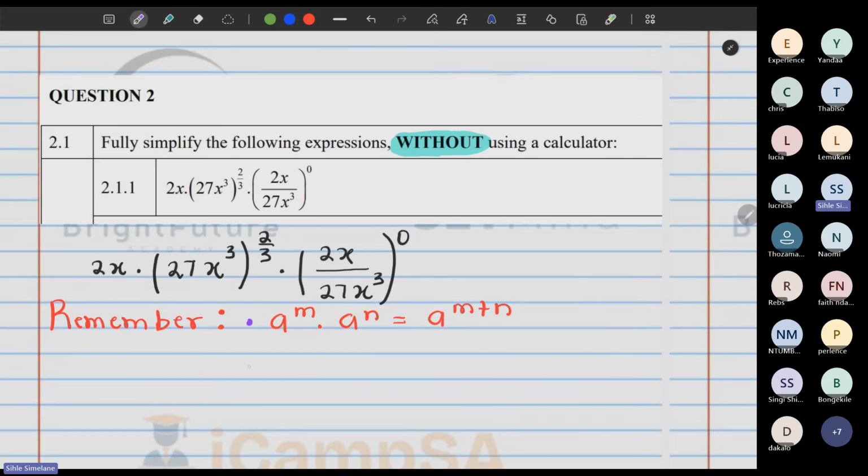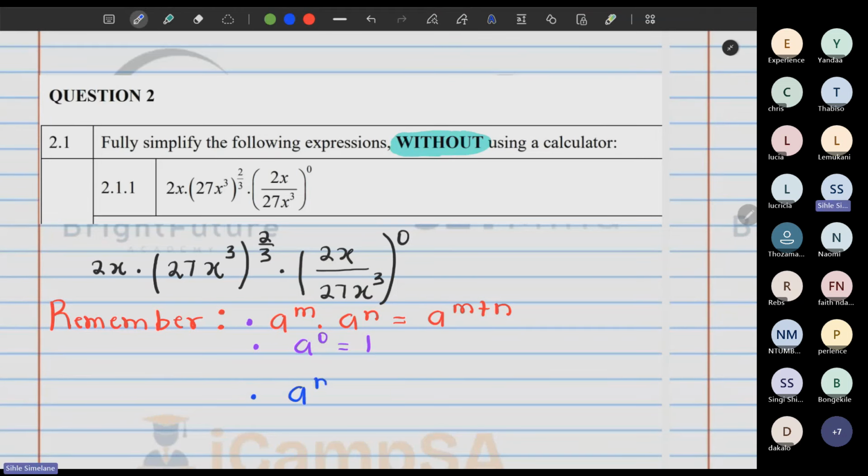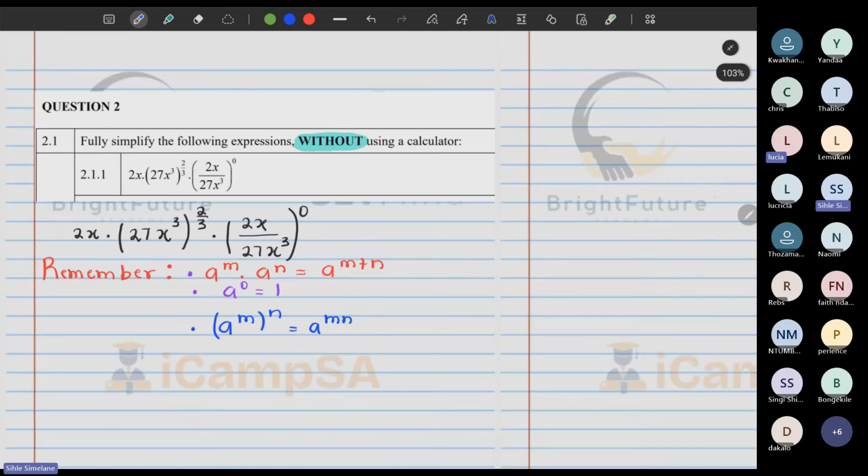And then that is the first one. The other one I want you guys to remind me of is a to the power of 0. Equals 1. Wow. Okay. And then another one, you are able to answer this. What is this? A to the power of m, all to the power of n. Yeah, A to the power of mn. So now, guys, let's go and cook.